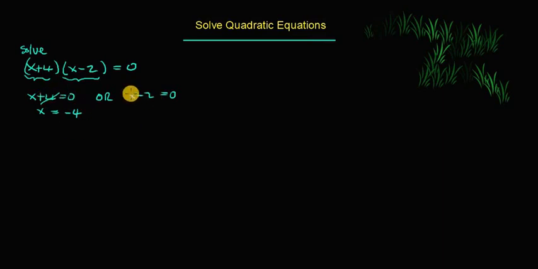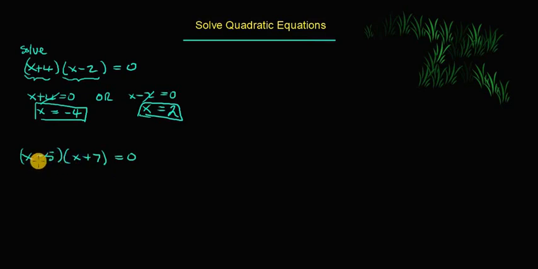In this case, we want to find out what x is equal to. x minus 2 is equal to 0, so we add 2 to both sides. So when I added 2 to this side, that's going to disappear, and I'm going to be left with x is equal to plus 2. So there are my solutions. x equals negative 4 or x equals plus 2.